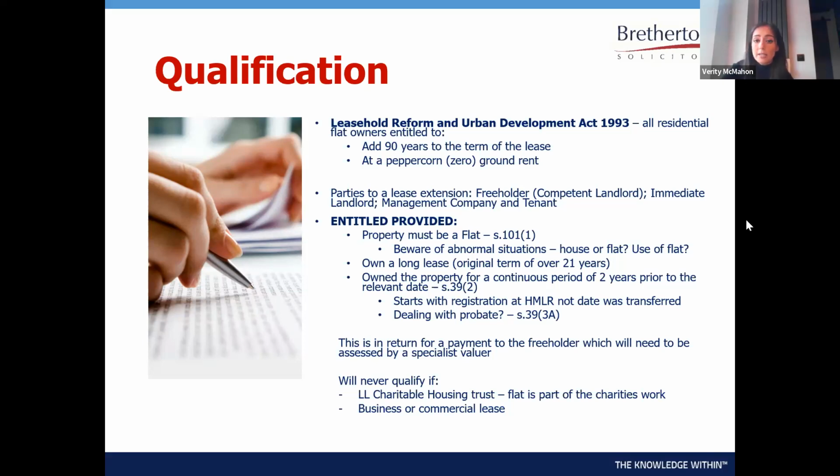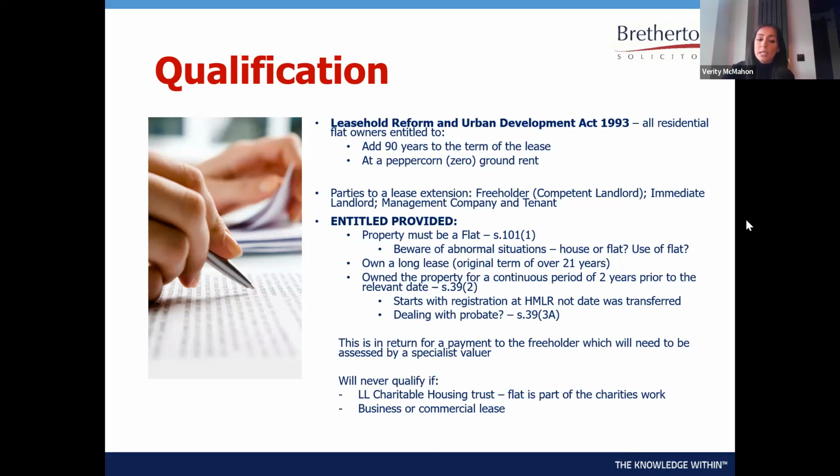It has to be a long lease, so the original term has to be over 21 years. It can't be anything below that or the leaseholder won't qualify. And this is quite important. The leaseholder has to own the property for a continuous period of 2 years prior to the relevant date. So prior to you serving the notice, which we'll go through in a minute, your client needs to have owned the property for 2 years prior to that. And it goes from the date of registration, not from the date on which they purchased the flat.